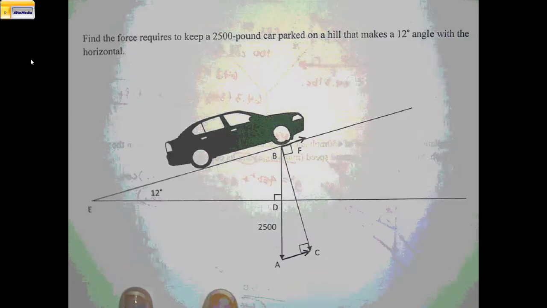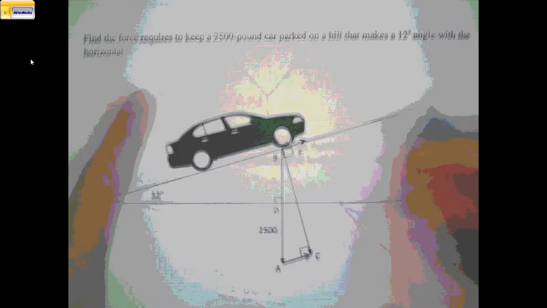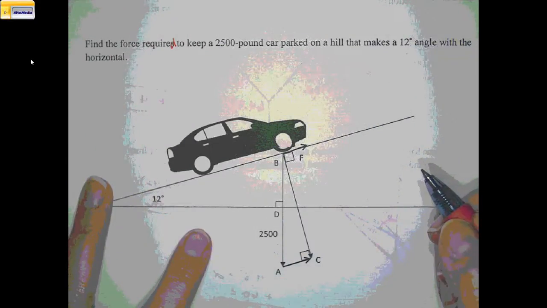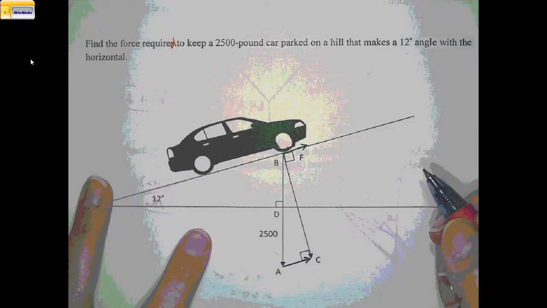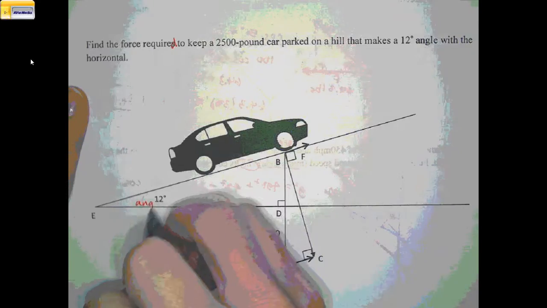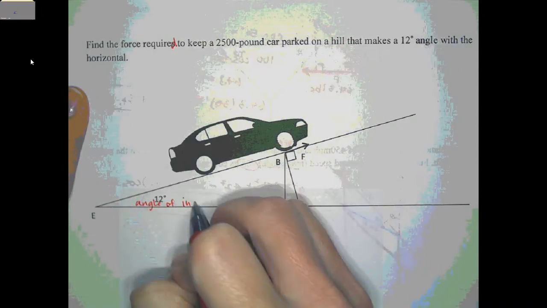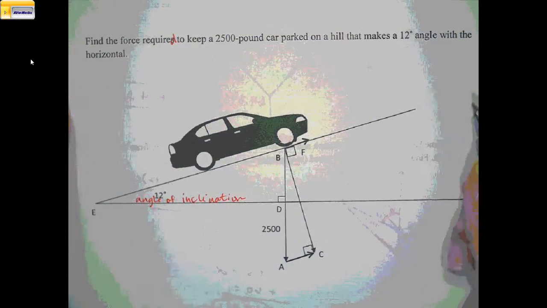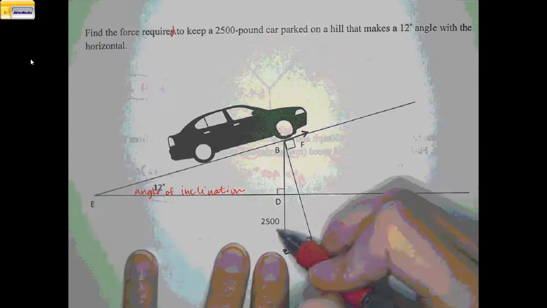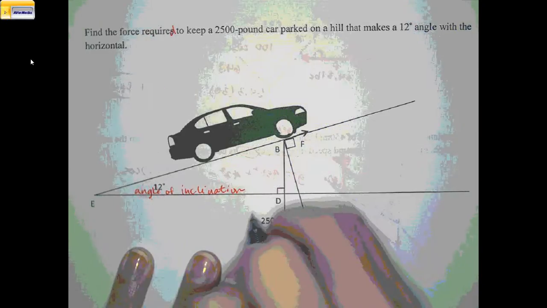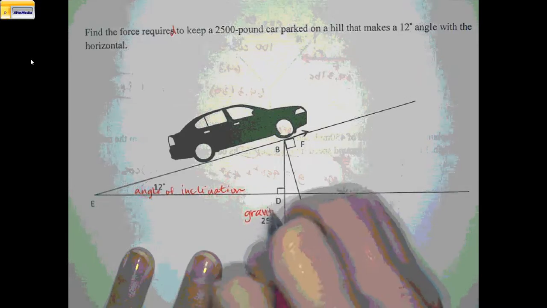All right, so here's what's going on. Let's read about it. It says to find the force required to keep a 2,500-pound car parked on a hill that makes a 12-degree angle with the horizontal. So here's our angle of inclination right here. That's a phrase you guys have heard before. The 2,500 pounds is already labeled for you right here, going straight down. It is perpendicular to the horizontal, and that's referring to the force of gravity. So it's weight on gravity.